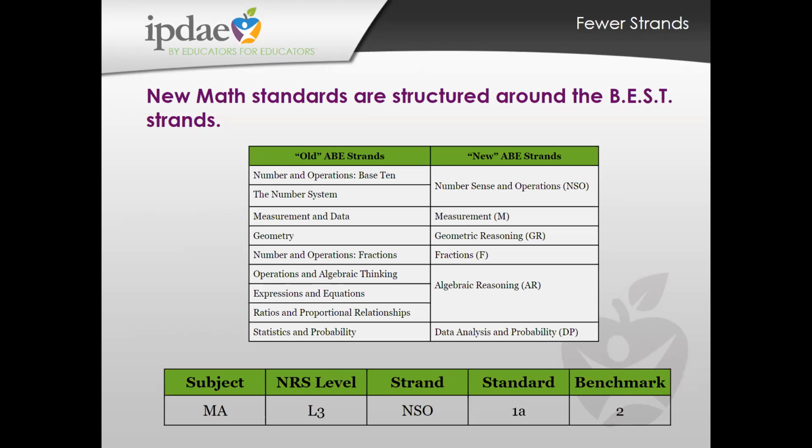And then a quick note, you'll see the coding scheme here on the bottom of the slide that just lets you know how to read and interpret the codes for each of the standards. So we have subject, NRS level, strands, and then there is a number and sometimes an associated letter for the standard, followed by a number to indicate the benchmark. And we'll look at some examples here in a second.